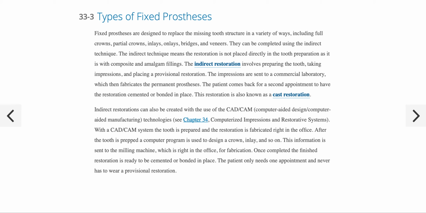With a CAD/CAM system, the tooth is prepared and the restoration is fabricated right in the office. After the tooth is prepped, the computer program is used to design a crown, inlay, and so on. This information is sent to the milling machine, which is right in the office, for fabrication. Once completed, the finished restoration is ready to be cemented or bonded in place. The patient only needs one appointment and never has to wear a provisional restoration.